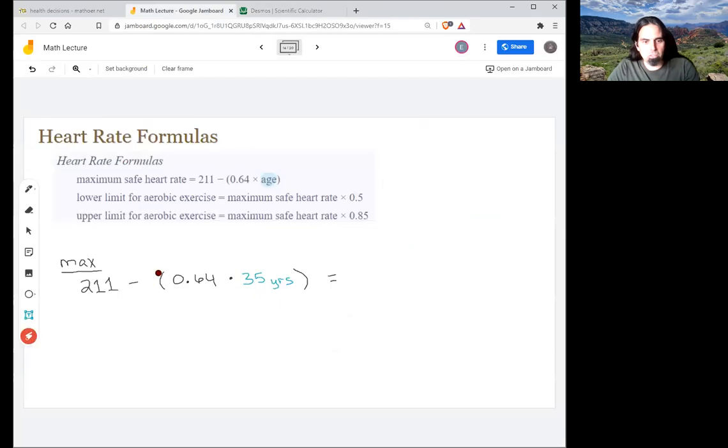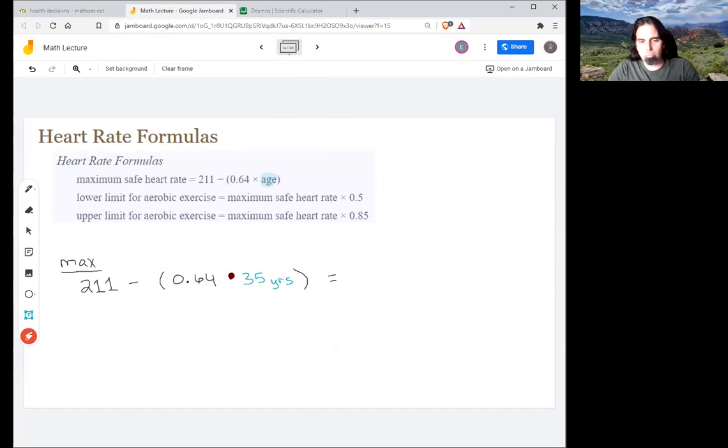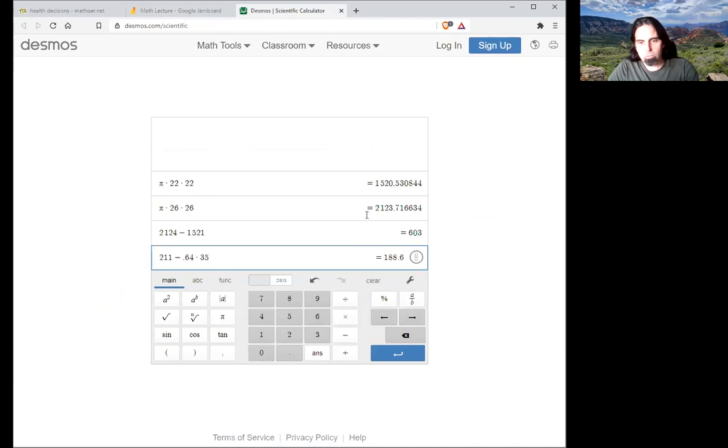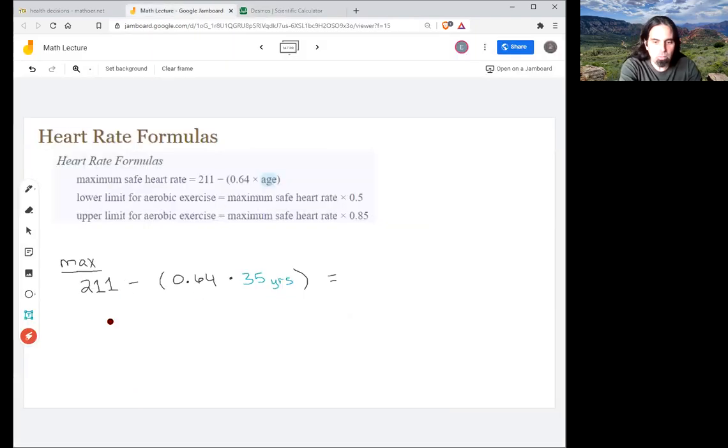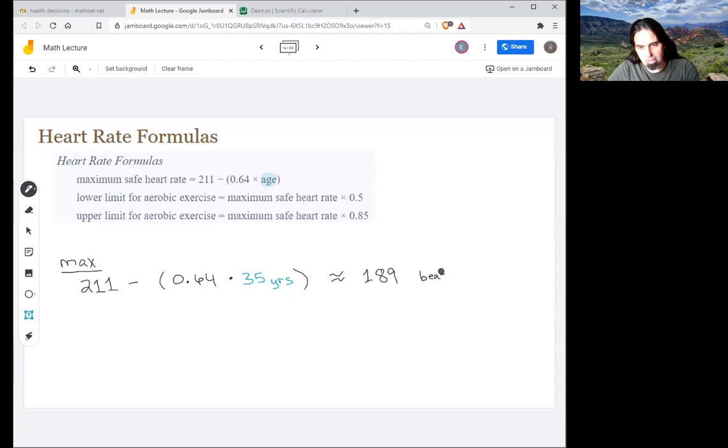Do I need these parentheses? No, it's going to multiply first anyway, right? Multiplying has higher priority than subtraction. These are two different terms. So the parentheses are put in this formula just to help your eyes identify the term, but we don't actually need them here. So it's about 189. And these are beats per minute. Okay, that's the first one.